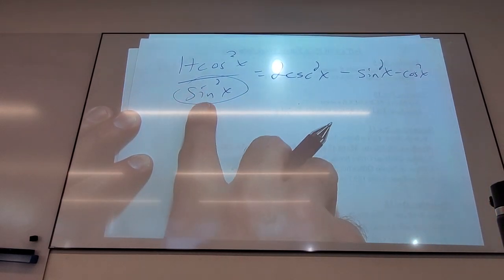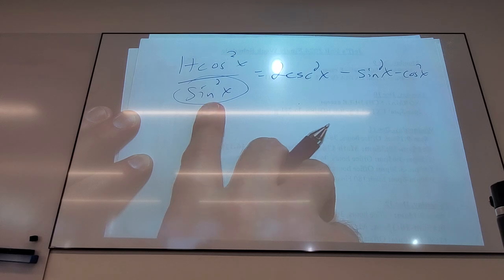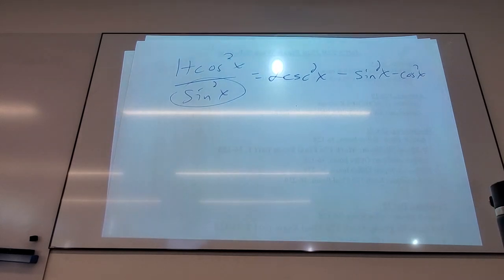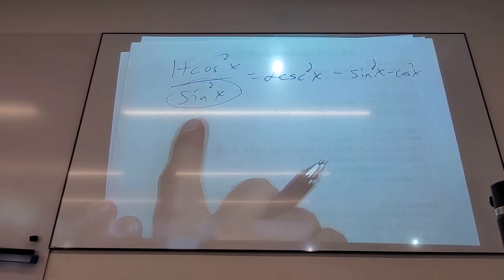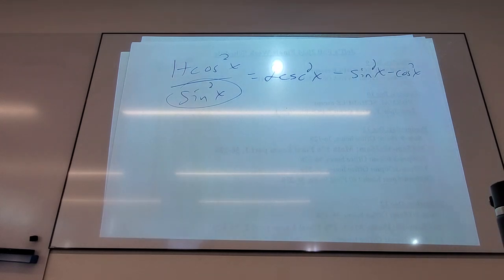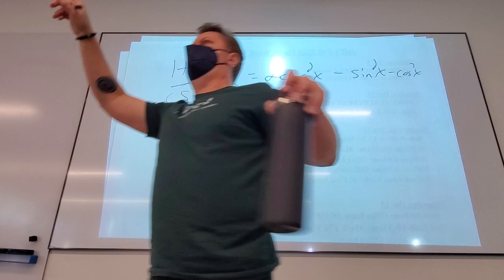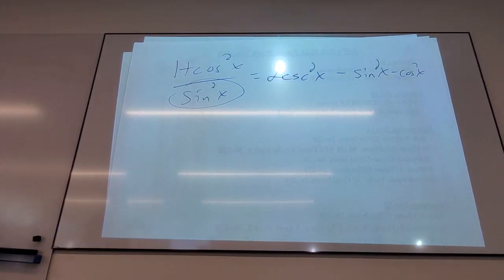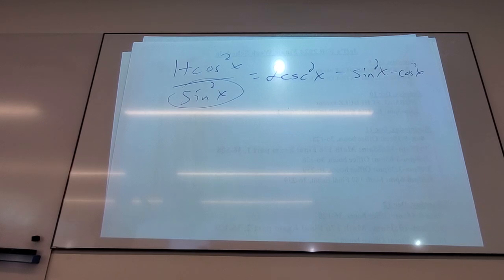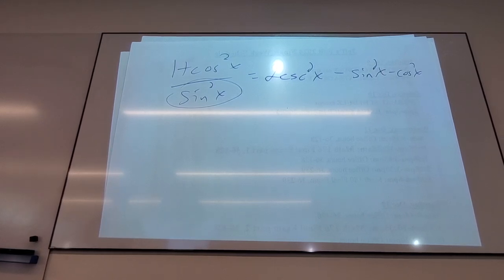Is everybody cool with that? That's the good first step, because that's what 1 minus cosine squared is. Now, this side has no fractions. So what's a good next step on the left-hand side?